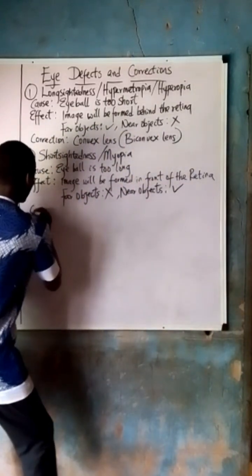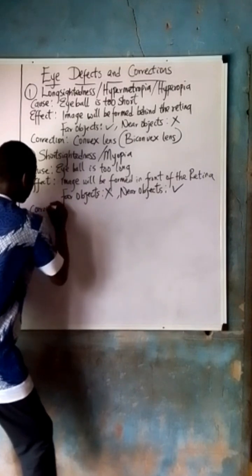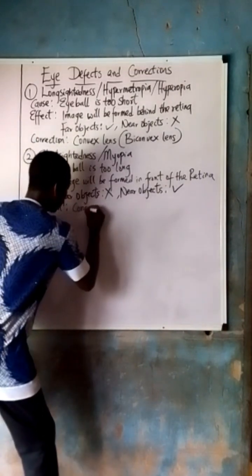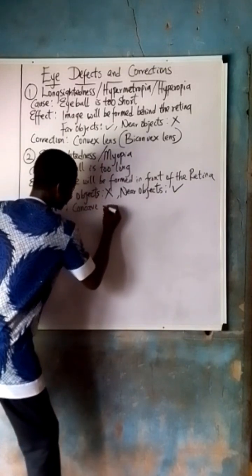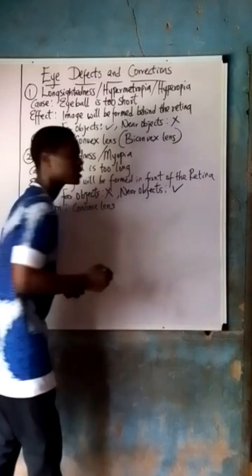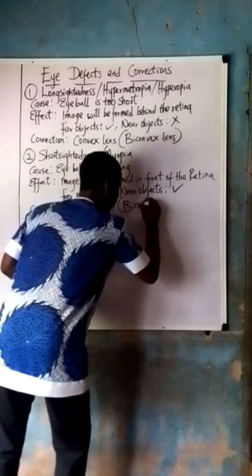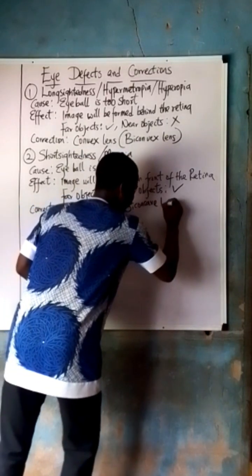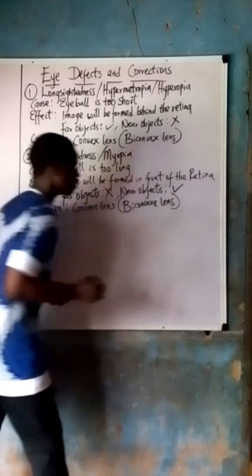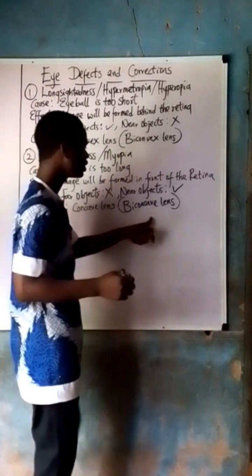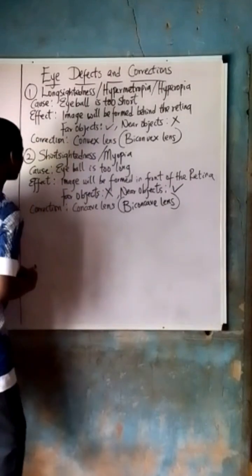Now, what do you use to correct this eye defect? We use a concave lens. Alright? Now, if you didn't see it as concave lens in the options, you can put it as biconcave lens. They are referring to the same thing. So, either you call it concave lens or biconcave lens. Alright? So, let's go to the third.